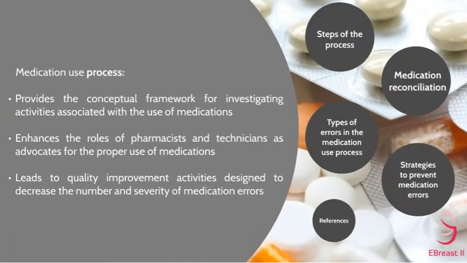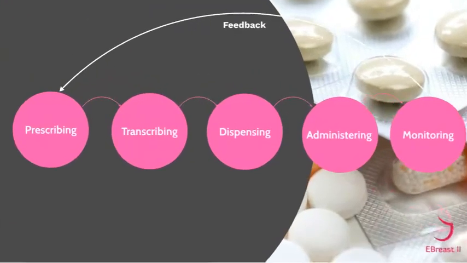Medication use process provides the conceptual framework for investigating activities associated with the use of medications. It enhances the roles of pharmacists and technicians as advocates for the proper use of medications. It leads to quality improvement activities designed to decrease the number and severity of medication errors. The steps of the process.